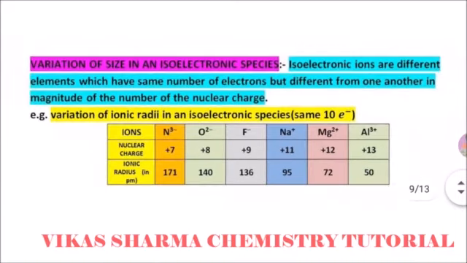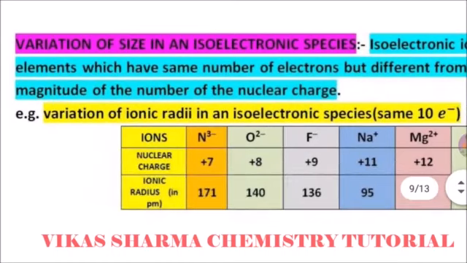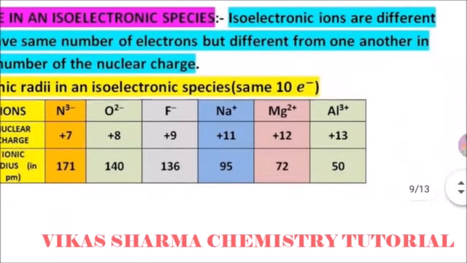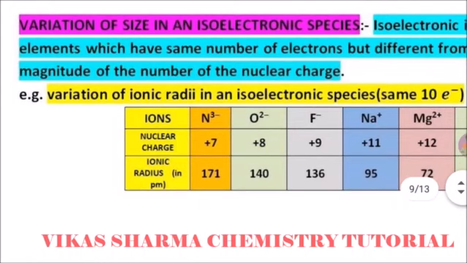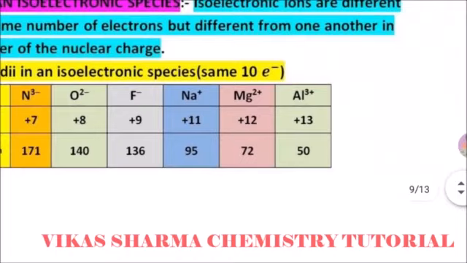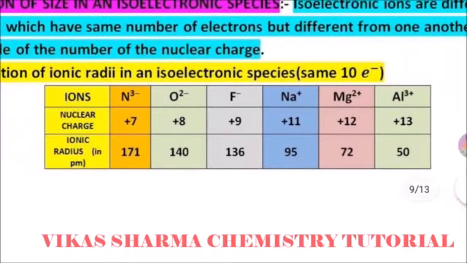isoelectronic species. Isoelectronic ions are different elements which have the same number of electrons but differ from one another in the magnitude of nuclear charge. Students, this topic we also described in chapter number 2. Isoelectronic species are those species which have the same number of electrons. Maybe they are cations, anions, or atoms. So consider the variation of ionic radii in isoelectronic species that have the same 10 electrons.